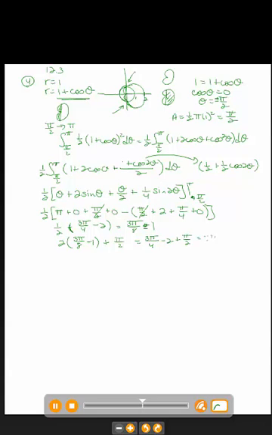That would be 2 pi over 4. So 5 pi over 4 minus 2 for the area. And that was part A.